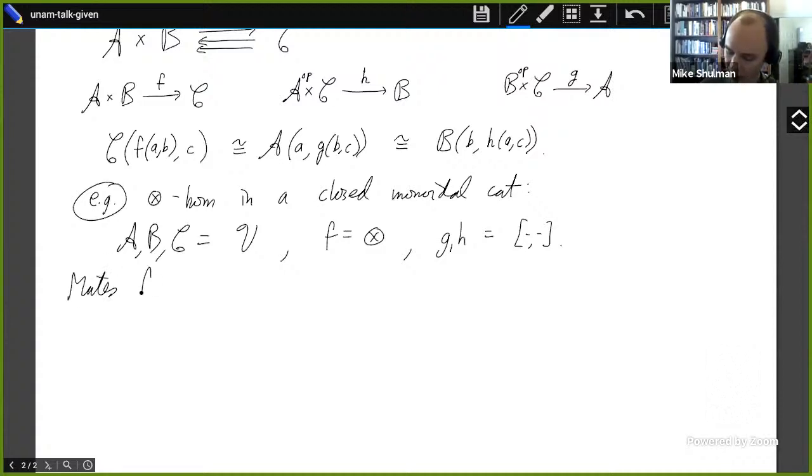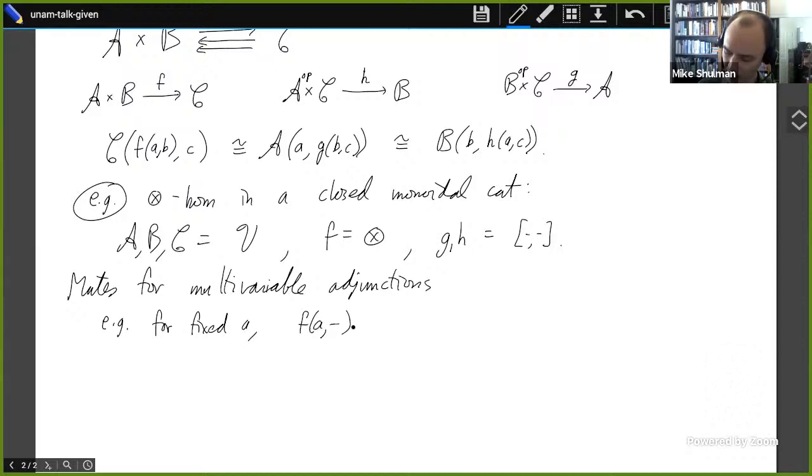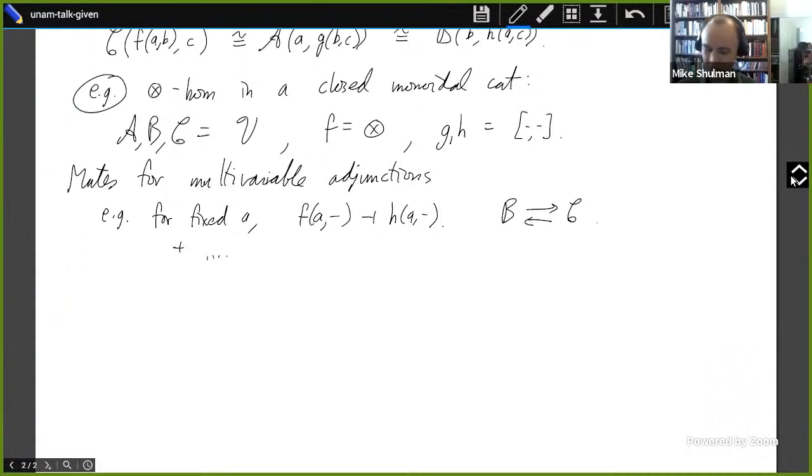One way to talk about this is to reduce the multivariable adjunctions to single variable adjunctions. So you can say, for a fixed object A, you can have F of A, blank, is left adjoint to H of A, blank, as functors between B and C. And similarly, we have three other single variable adjunctions. And so we can talk about mates there, and that's good enough for some purposes.